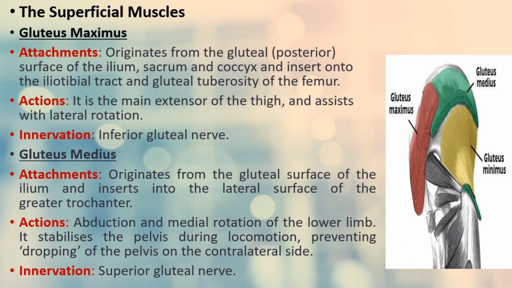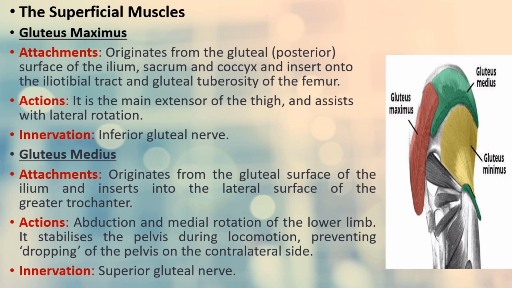The superficial muscles. The superficial muscles in the gluteal region consist of the three glutei and the tensor fasciae latae. They mainly act to abduct and extend the lower limb at the hip joint. Gluteus maximus. The gluteus maximus is the largest of the gluteal muscles. It is also the most superficial, producing the shape of the buttocks.